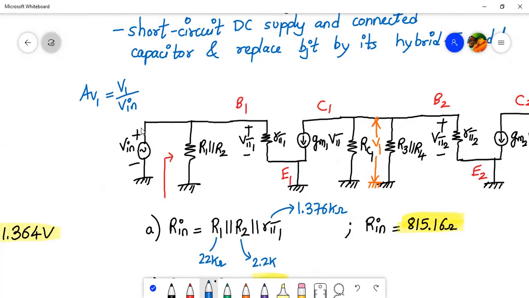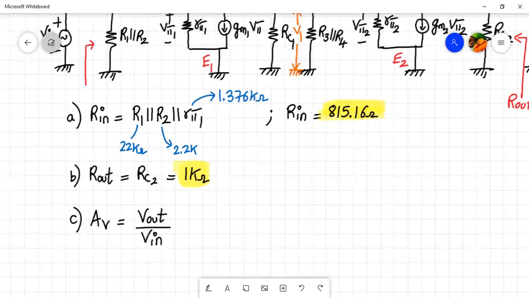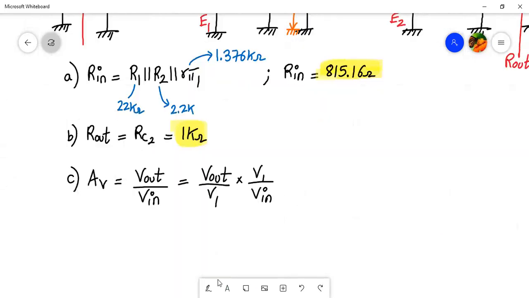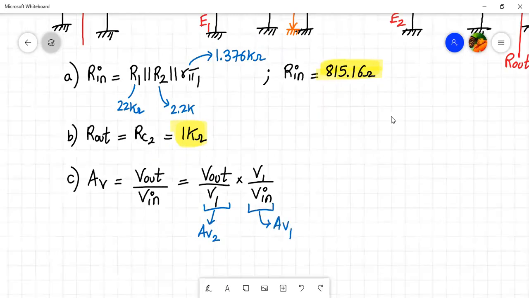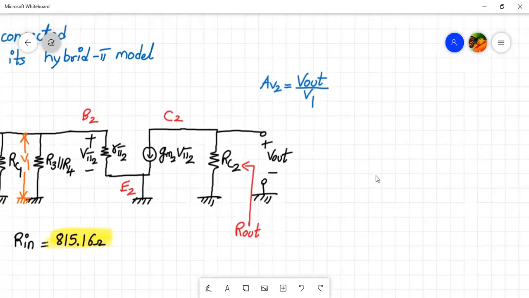So basically we have to find AV1 and AV2 and multiply them to find out the overall gain. So the same formula can be written as V out upon V1 into V1 upon V in, whereas V out upon V1 is the gain of the second stage, and V1 upon V in is the gain of the first stage. Right? So let's invest our time in finding out the gain for the second stage first. Always start with the second stage.